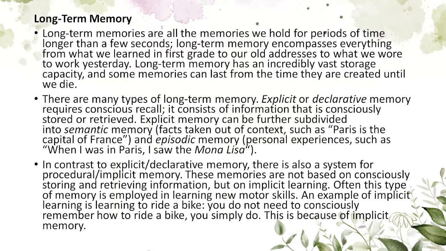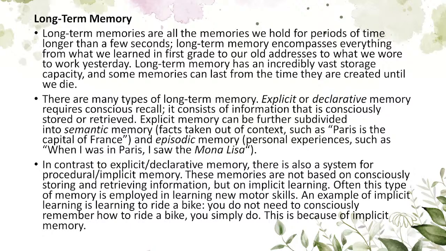There are many types of long-term memory. Explicit memory can be further subdivided into semantic memory and episodic memory. For example, the Mona Lisa: when I was in Paris, I saw the Mona Lisa. It will be our personal experience.